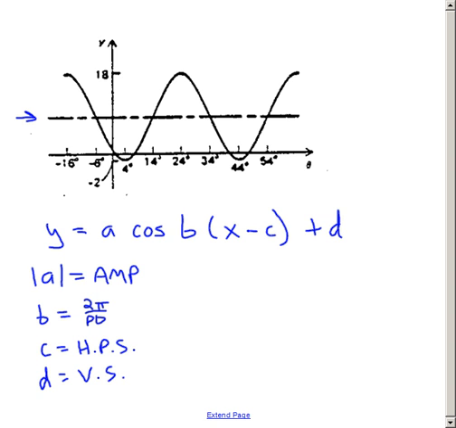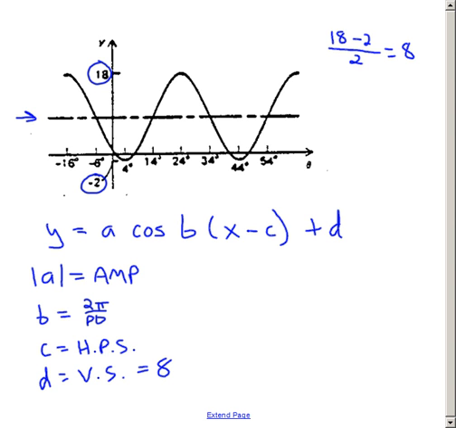If I'm looking at this graph, I'm going to identify a few things really quickly. I'm going to identify what is that line that I had just pointed to. Well, if you look, your maximum here is 18. Your minimum is -2. So that vertical shift or baseline has to be halfway in between those. If you add those up and divide by 2, you will get the vertical shift or the baseline. So in this case, we have 8.